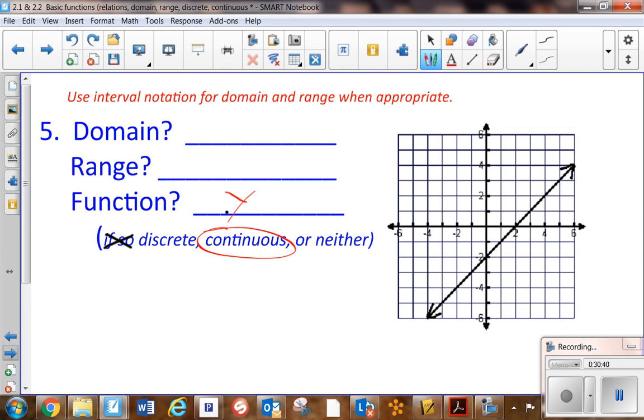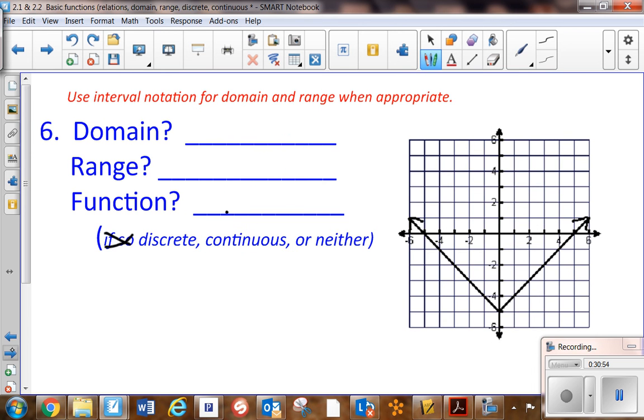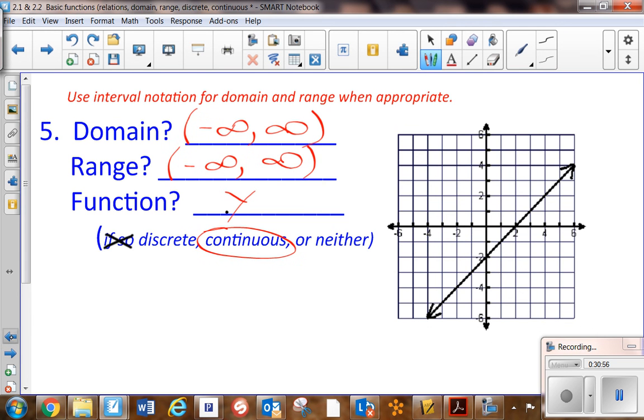Furthest left. Okay, and then we'll put -infinity to infinity, right? And range, furthest down. -infinity, highest. Oh, should the brackets what? No. Not with infinity. We never reach infinity. So we'll always put parentheses around infinity.